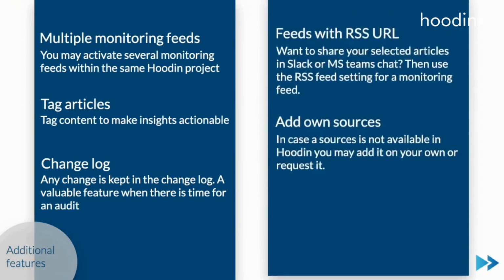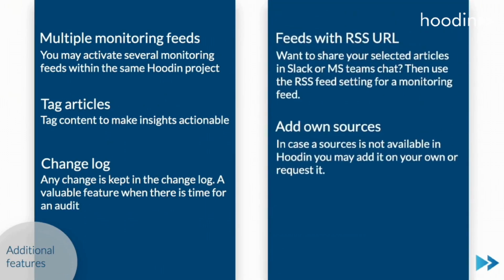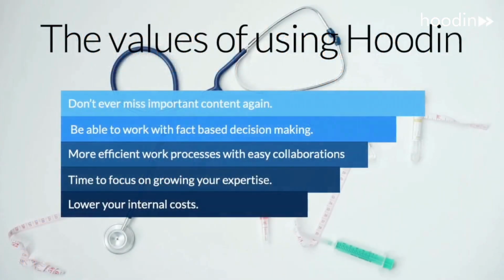Feeds with RSS URL. Want to share your selected articles in Slack or MS Team Chat? Then use the RSS feed setting for monitoring feed. Add own sources. In case a source is not available in Hoodin, you may add it on your own or request it. The values of using Hoodin.